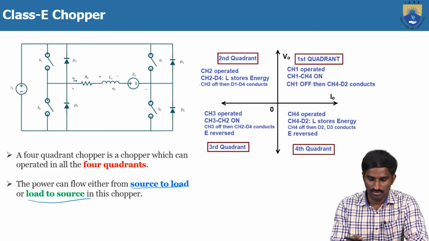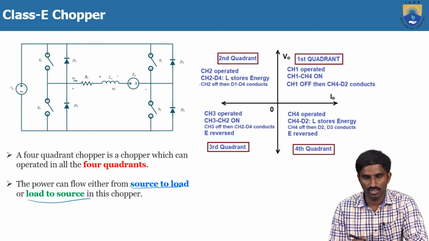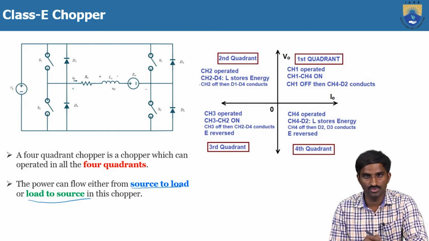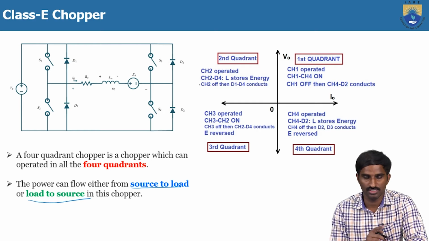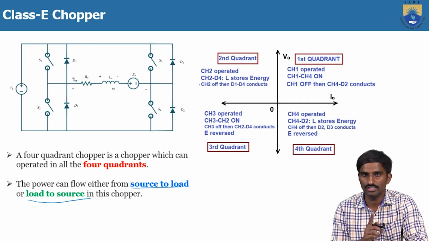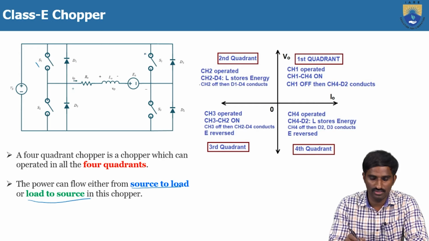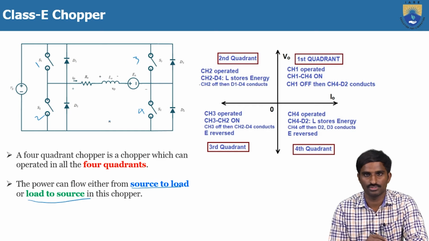Then the same class E chopper, how you can operate in the first or the second or the third and fourth quadrant. Because here, as you can see, this is the 4 quadrant chopper. One thing that we can observe: single quadrant choppers have only a single chopper switch, and 2 quadrant choppers, like class C and class D, have 2 switches and 2 diodes. And this is the 4 quadrant chopper. It has, as you can see, 4 switches, namely 1, 2, 3, 4, and 4 diodes.